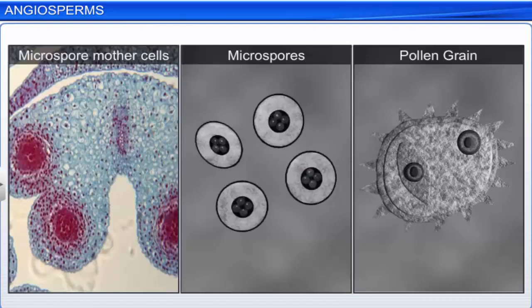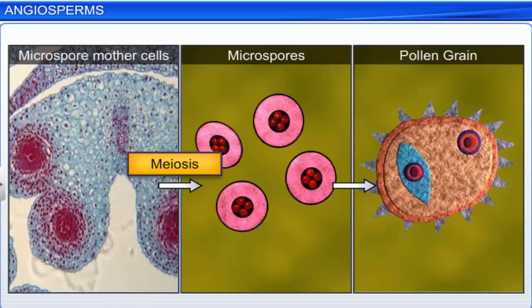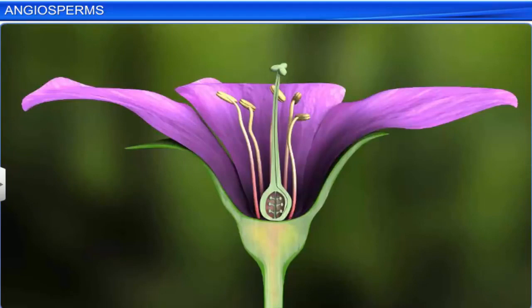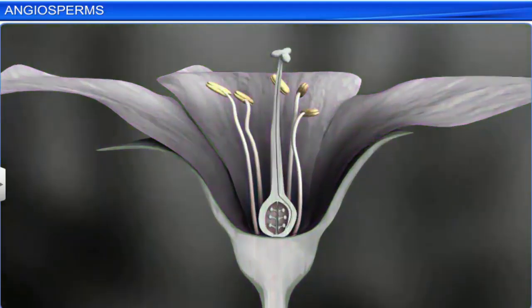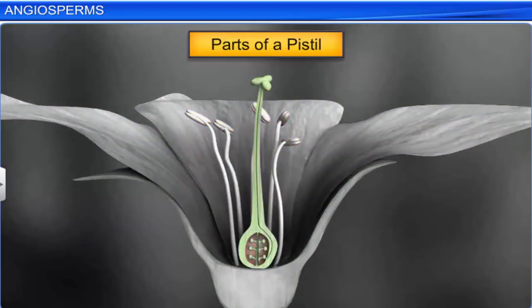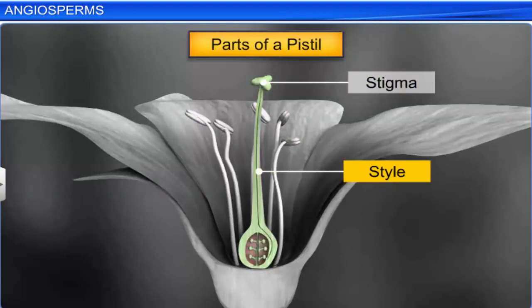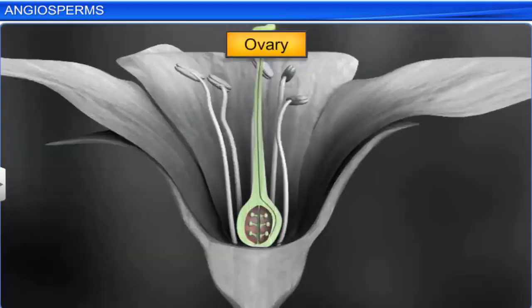These mother cells undergo meiosis to produce microspores, which then develop into pollen grains, the male gametophytes. The pollen grains are produced inside the anther. On the other hand, the pistil consists of the stigma at the tip, followed by the style in the middle and an ovary at the base. The ovules or the megasporangia are present inside the ovary.